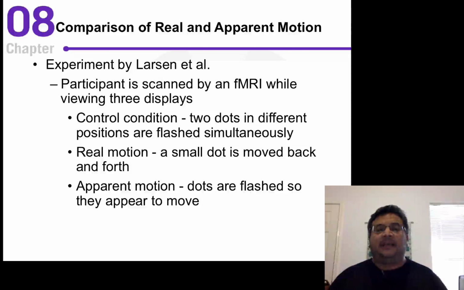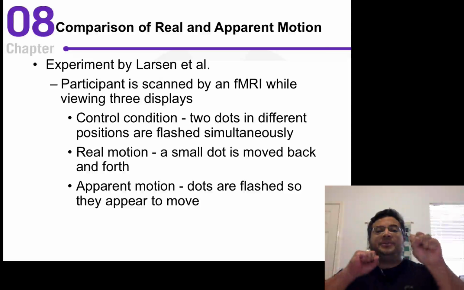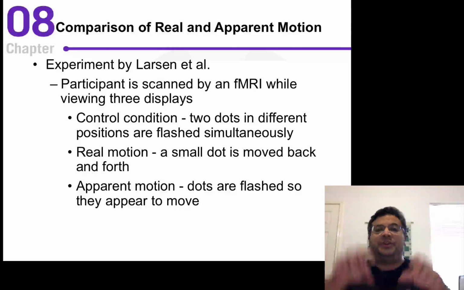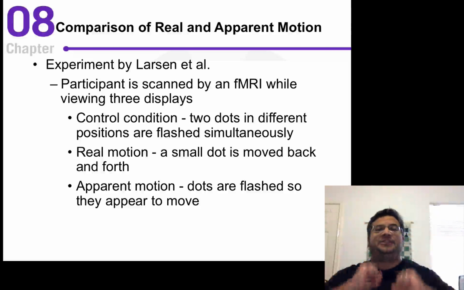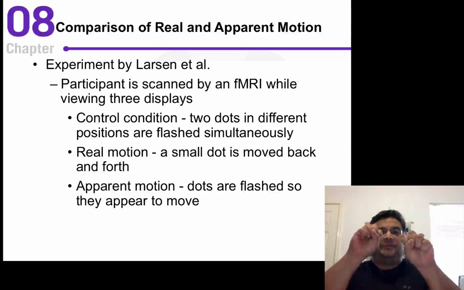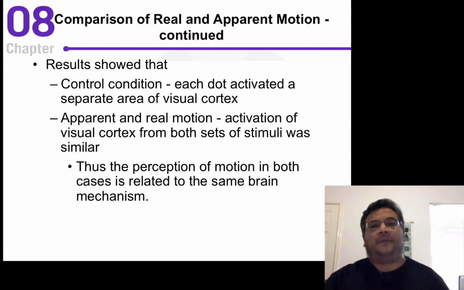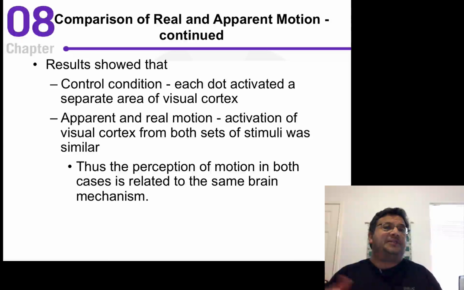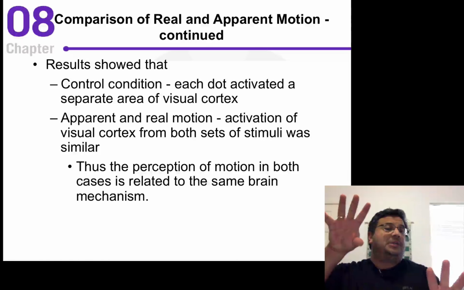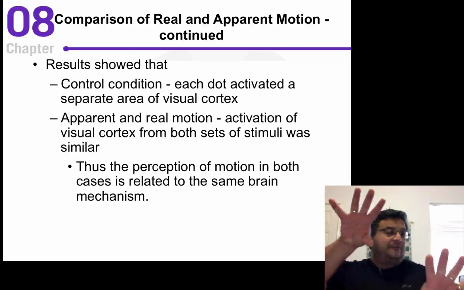And then finally, apparent motion is where they had two dots flash like that, so that it looked like the dots were moving like on the marquee. So we had the control condition, two dots flashing simultaneously, real motion, and the apparent motion condition where the dots were flashing like that. In the control condition, each dot activated a separate area of the visual cortex. And that makes sense because this dot would be up here and this dot would be up here. They're two separate objects, and they're going to be illuminating different parts of the cortex.